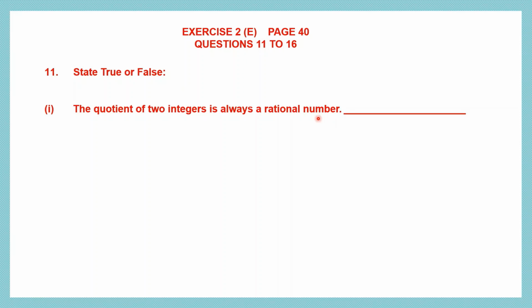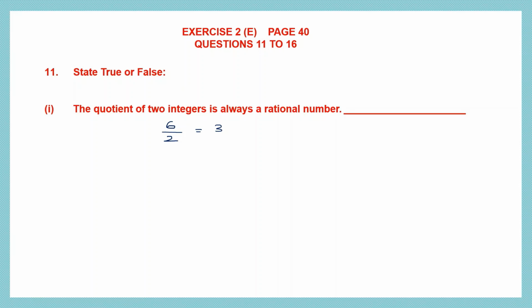Now let's take a few examples to find out. It says the quotient means you have to divide, isn't it? So when you divide two integers, now integers are numbers that are positive or negative, and it can be 0 also, isn't it? So these are integers. Now let's take integer 6 divided by 2. 6 divided by 2 is 3. This is not a rational number. It is another integer.